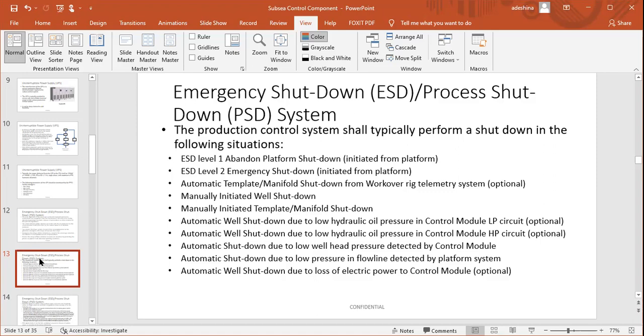This can be carried out by an intervention equipment like our ROV if it is in close proximity with our subsea production system, okay? So the first one is well shutdown from the tree. The second one is template or manifold shutdown from our manifold. And I must say here also that our manifold also has an assemblage of valves that we can use to shut flow, okay? In fact, some manifolds even have chokes as well to regulate flow of hydrocarbon from the manifold.